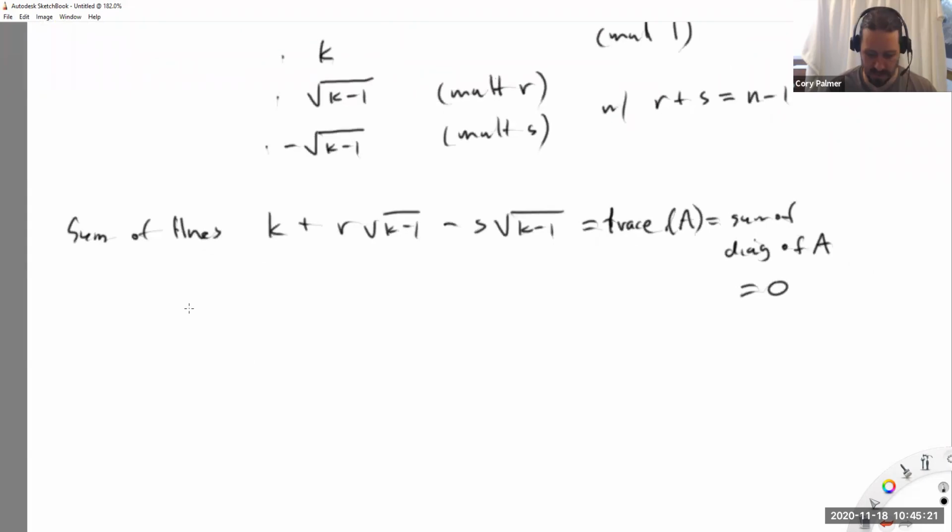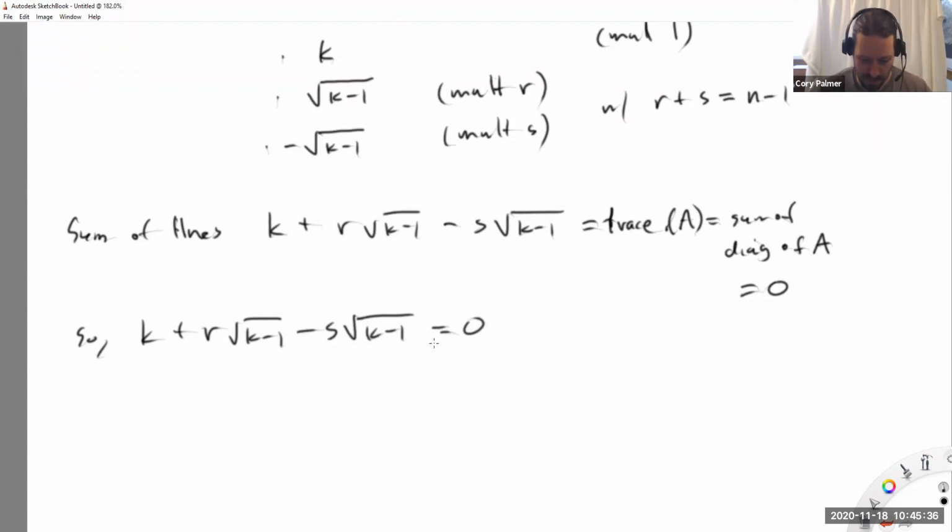Oh, good, we're fine on time here. So this implies that k plus r root k minus 1 minus s root k minus 1 equals 0. Okay. So, for instance, r is not equal to s. Right? If r equals s, then this term cancels with this term, and then I get k equals 0. But we know k is not 0.